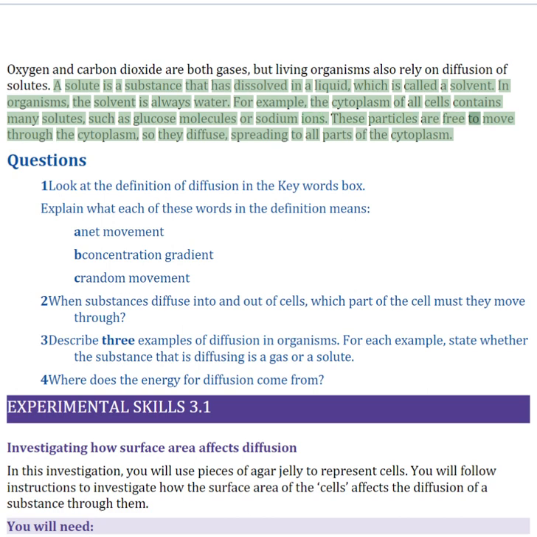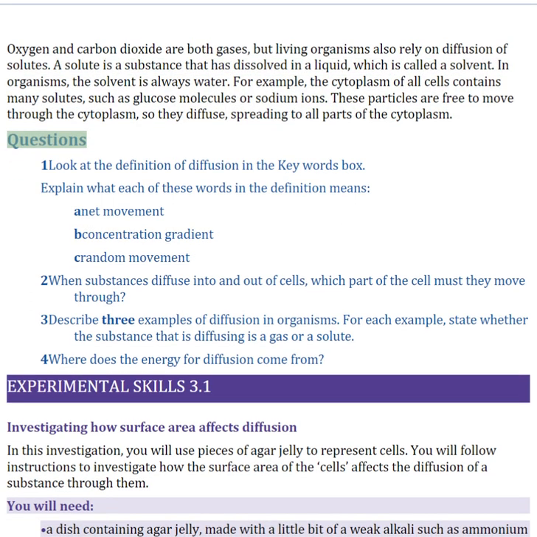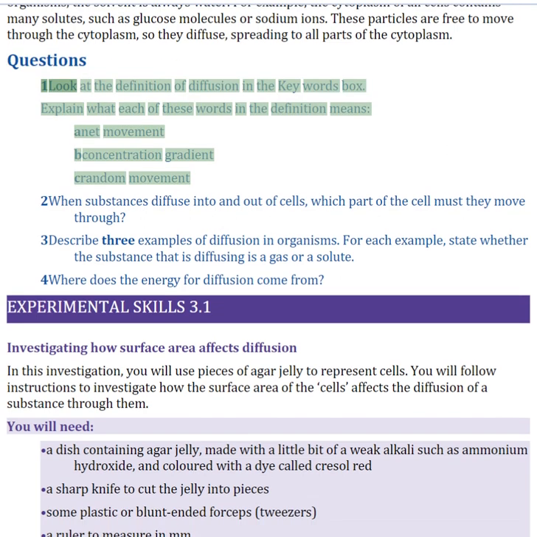These particles are free to move through the cytoplasm, so they diffuse, spreading to all parts of the cytoplasm. Questions. 1. Look at the definition of diffusion in the keywords box. Explain what each of these words in the definition means. A. Net movement. B. Concentration gradient. C. Random movement.